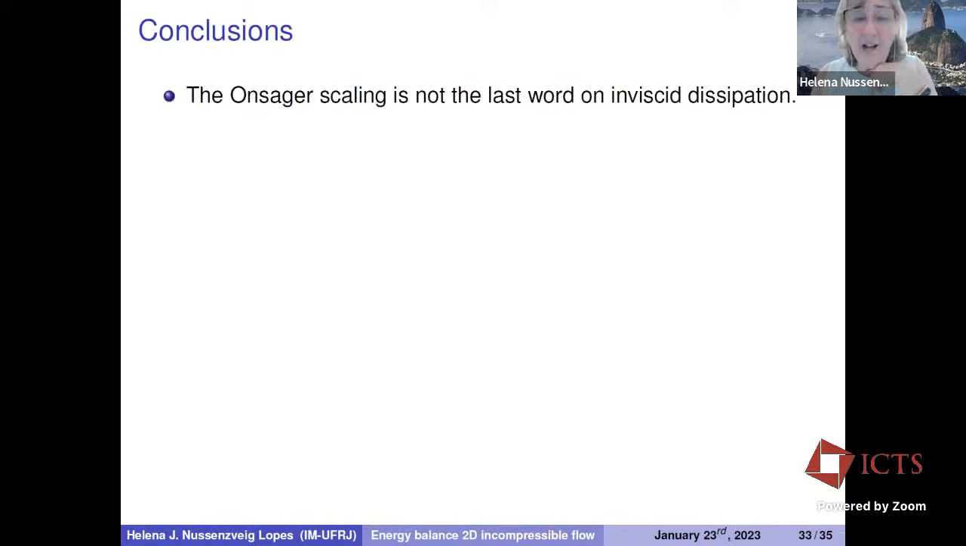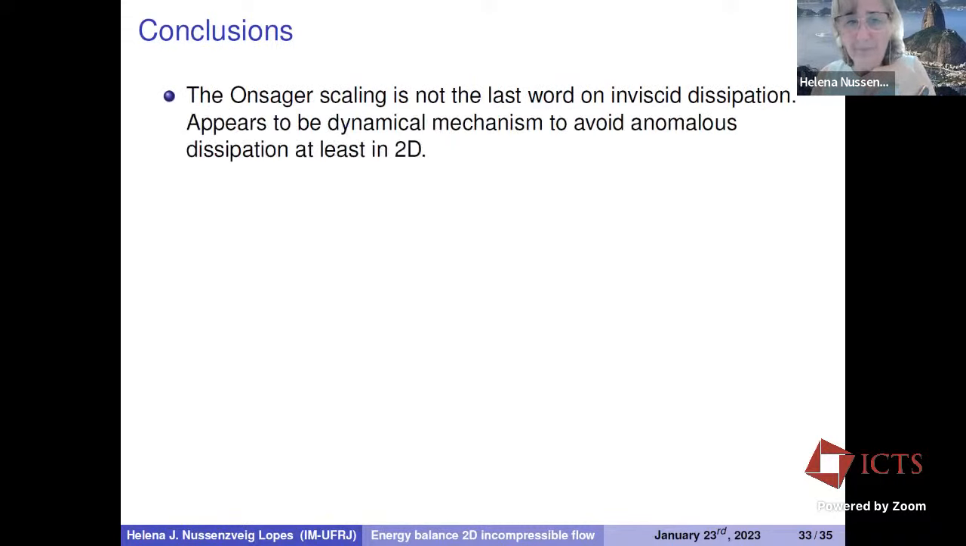Conclusions. The Onsager scaling is not the last word on inviscid dissipation. There appears to be a dynamical mechanism that avoids anomalous dissipation. At least in 2D, that's the case. Maybe, I don't know in 3D.